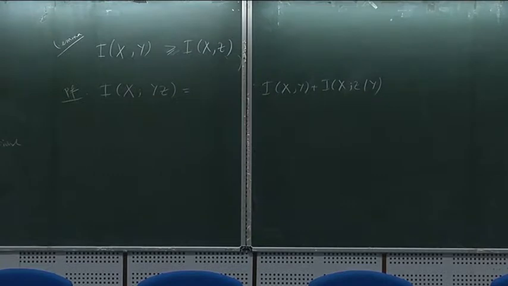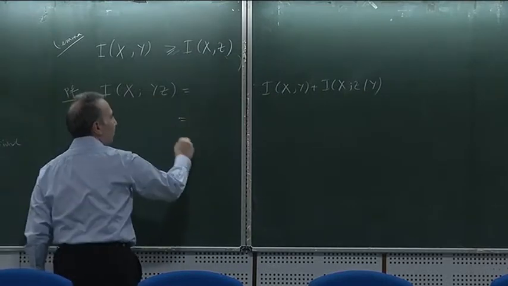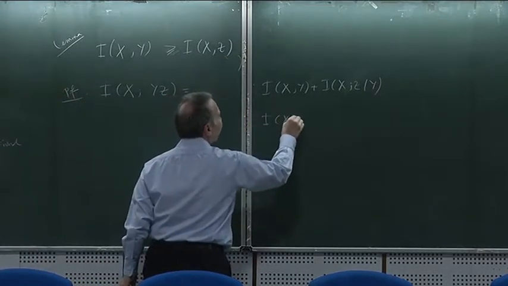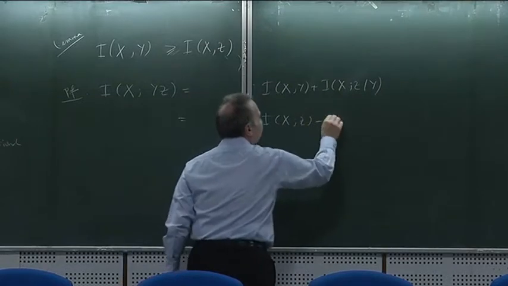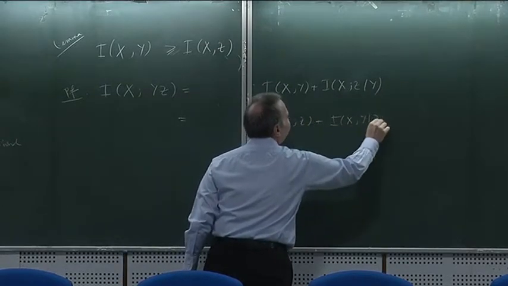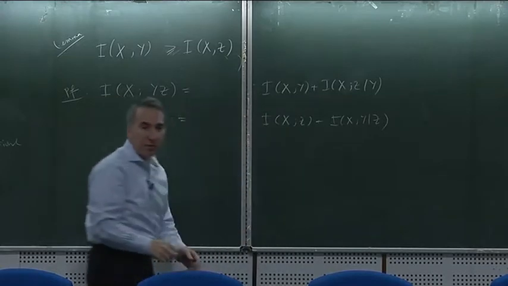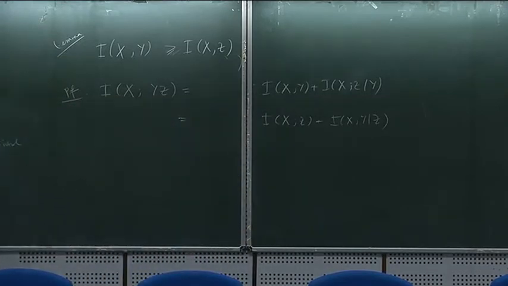That's one way to do the chain rule, starting from the y first. Or I can start from the z first. So this is also equal to I of xz plus I of xy conditioned on z. Those are the two possible chain rules I could apply. If you have only two objects on one side, there are only two ways to expand this mutual information.